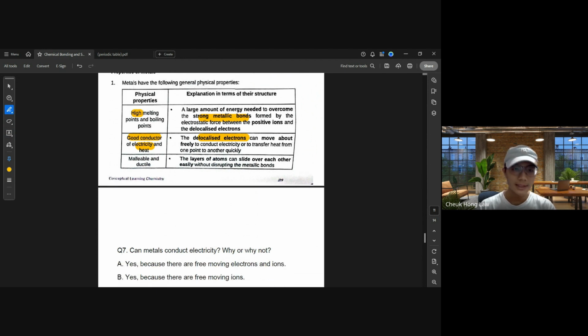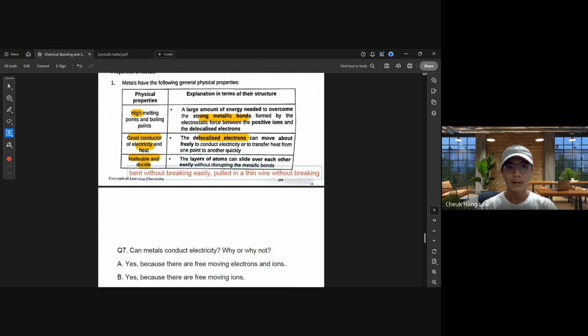Lastly, they are malleable and ductile. Malleable means that it can be bent without breaking easily. Ductile means that it can be put into a thin wire without breaking.